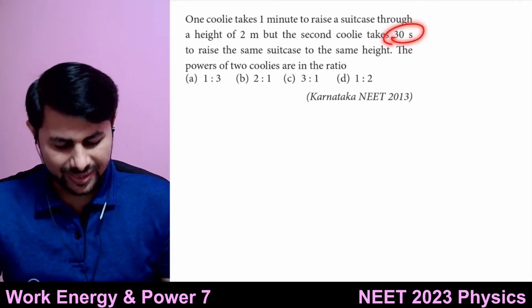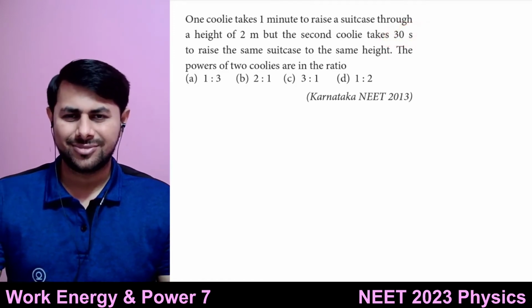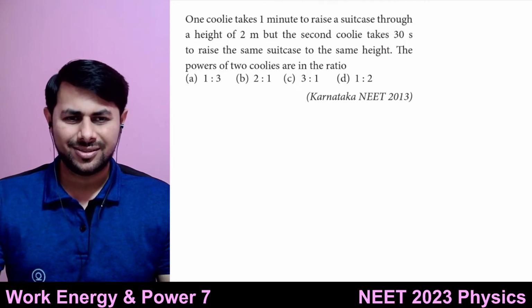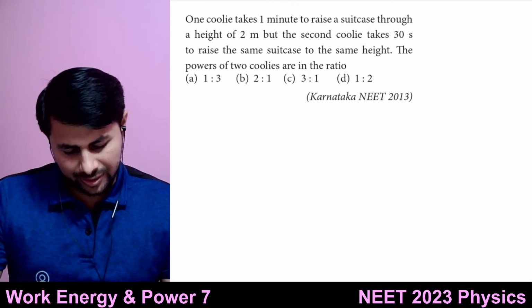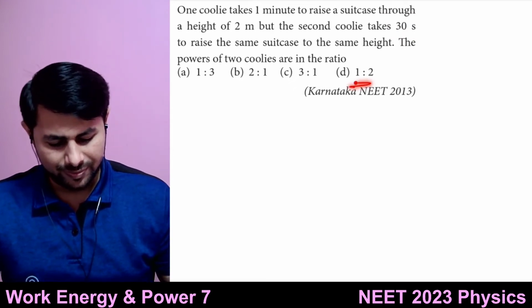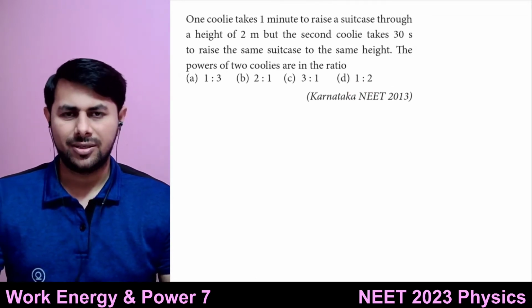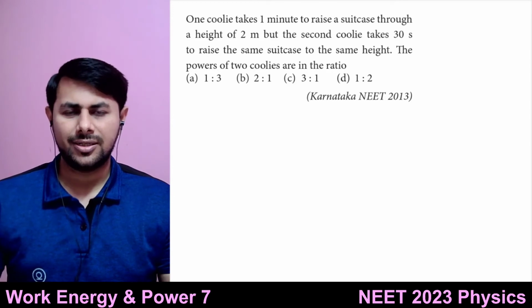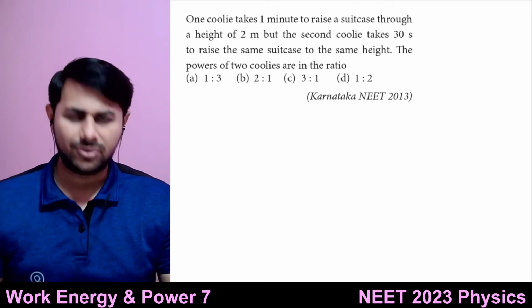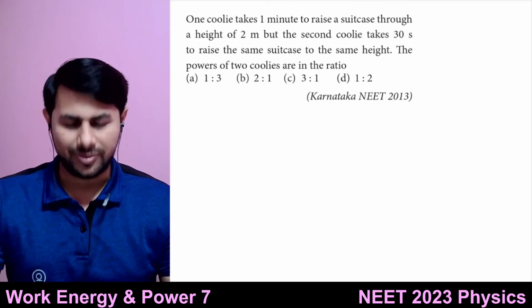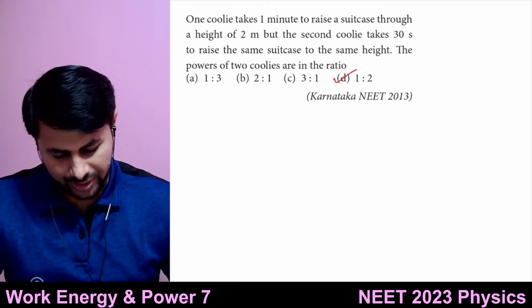The second coolie takes half of the time. So that means the second coolie is... it has to be option D, no? Option D. Okay, the second coolie does it in half of the time, so the second coolie is twice as powerful. Option D is the answer.